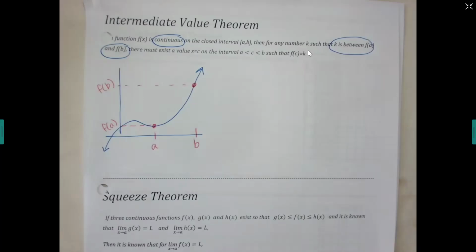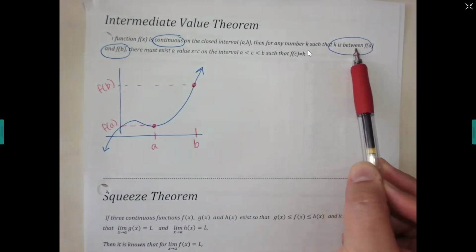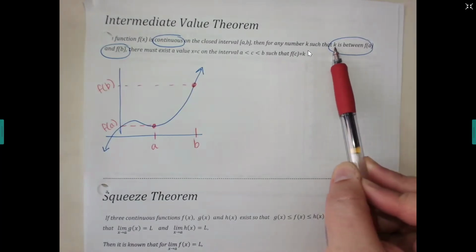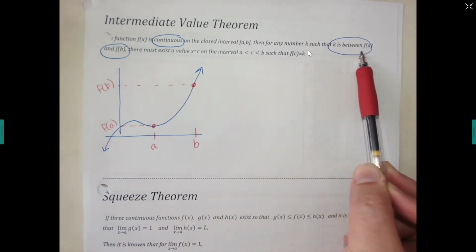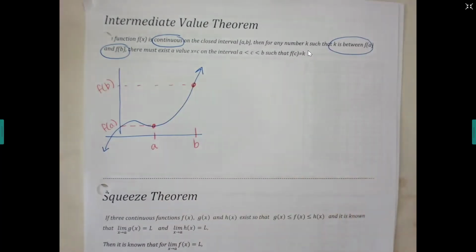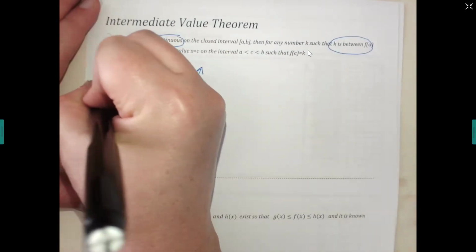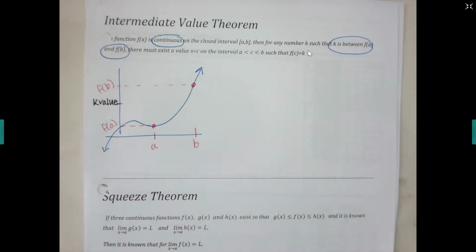Now, where does it say that k has to be in relation to f of a and f of b? It says it has to be between them. Very good. So I want you to pick a k at a height that's between where you placed the f of a and the f of b. So I'm going to say that my k value is here. But it has to be between the f of a height and the f of b height.